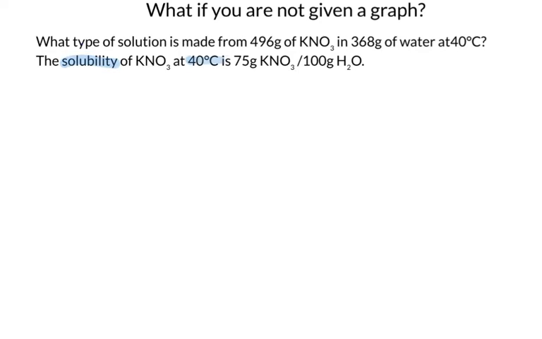So in this question, we want to know what kind of solution we have if we have 496 grams of KNO3 in 368 grams of water at 40 degrees Celsius, if we know that the solubility of KNO3 at 40 degrees Celsius is 75 grams of KNO3 per 100 grams of water.